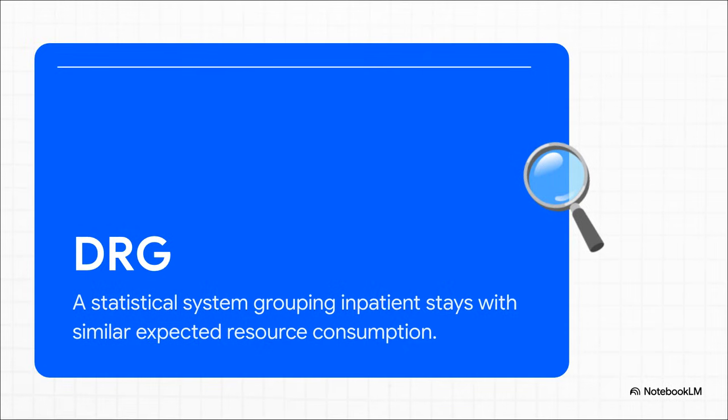The entire foundation of hospital reimbursement in the U.S. rests on just 3 letters, DRG. A diagnosis-related group is essentially a statistical system that groups inpatient stays with similar clinical characteristics and expected resource consumption into one single payment group. The absolute most important takeaway here is this: the DRG is the single most important factor that determines a hospital's fixed prospective payment for an admission. It is the ultimate destination of every clinical claim.